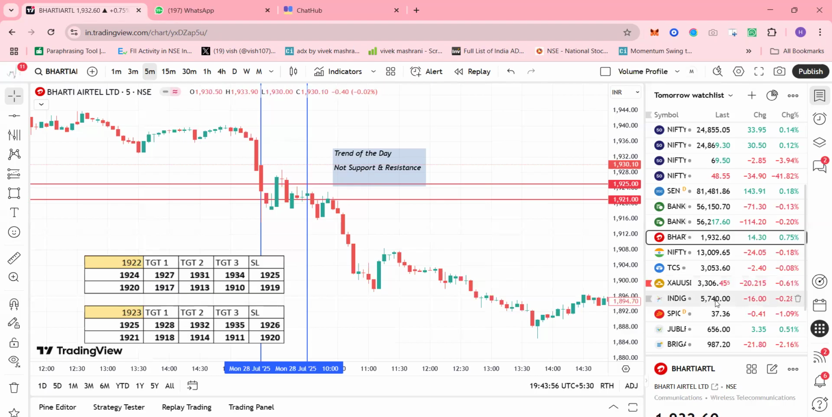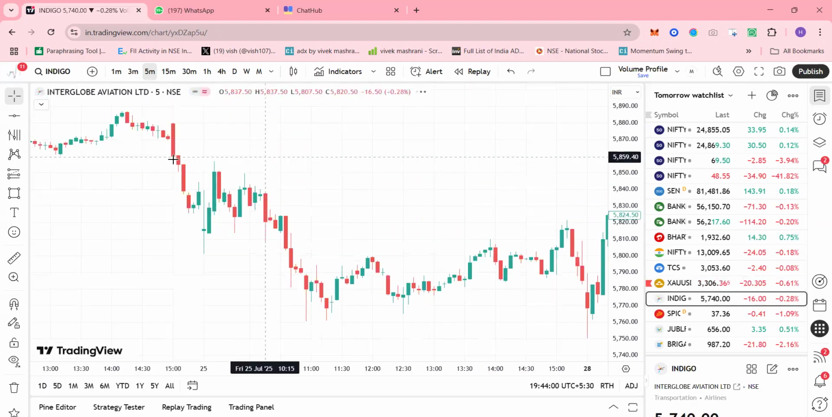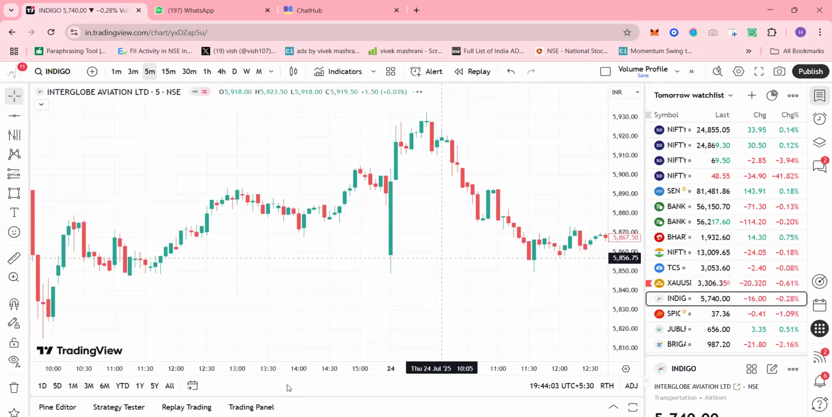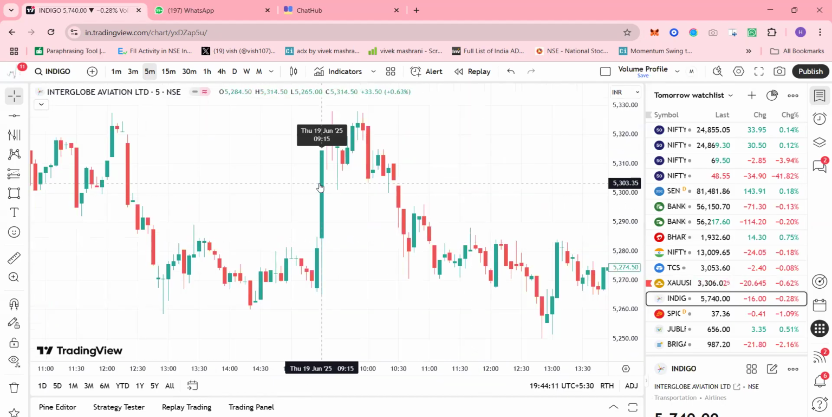We can even test on Indigo. Okay, let us test it on Indigo. I'll take some date from last month, some random date. I will not even go to the chart. Okay, June month, I'll take the 19th. If it works, it works. If it doesn't work, it doesn't work.